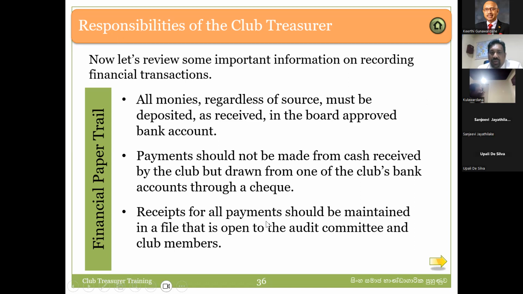Receipts for all payments should be maintained in the file, open to the audit committee and club members.